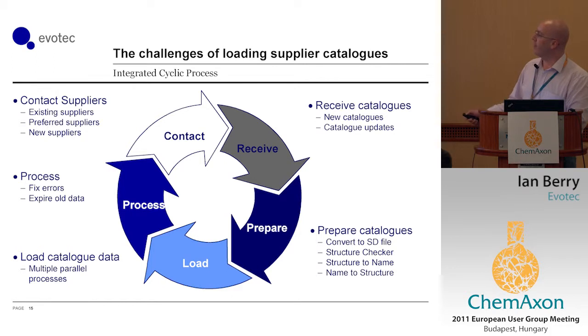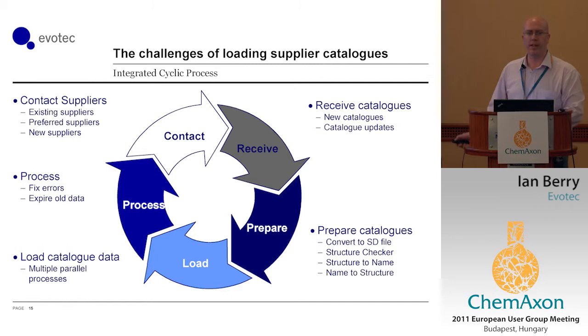So the first thing in the circle is contacting suppliers and getting the information. A lot of them say, oh yeah, we'll only give you an Excel spreadsheet, or we'll only give you a PDF list of structures, which is a bit useless really. When we receive a catalogue, we have to decide whether it's a new catalogue or an update to an existing catalogue, so we can expire the old parts. We prepare the catalogues, converting to SD file if they're in Excel or anything else like that, check the structures, do the naming as required, load the catalogue data in, and then fix any errors.